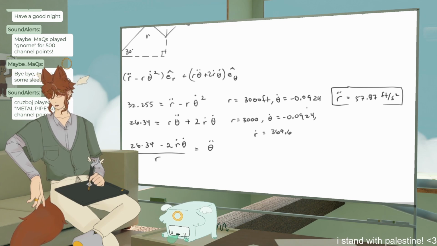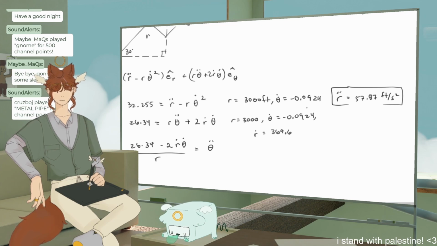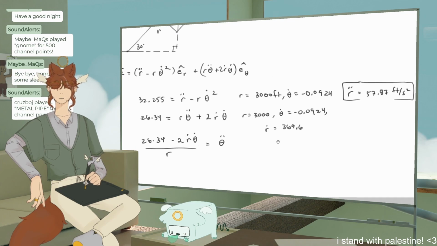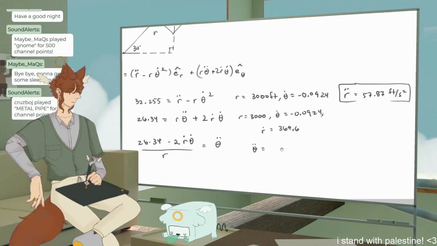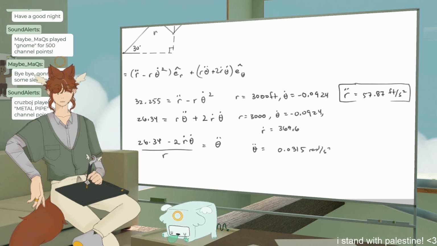No, this is incorrect. Okay, time to check the calculator first. Oh wait, theta dot is negative, so it would be adding them. The addition strikes again. Bro, why are signs like the hardest thing ever? Yep, that's correct. Okay, I need to keep track of signs better for sure. 0.0315 radians per second squared. And that's it.